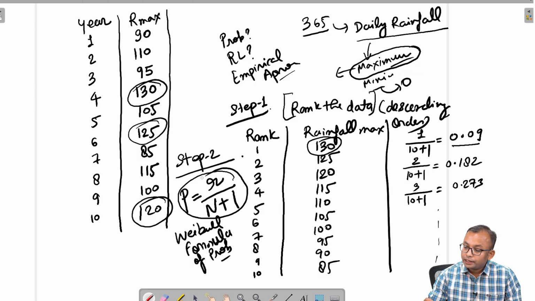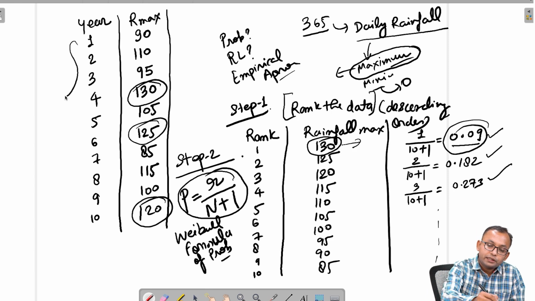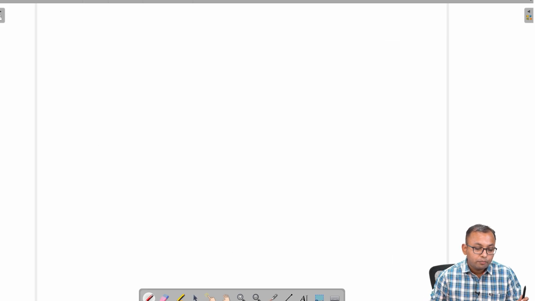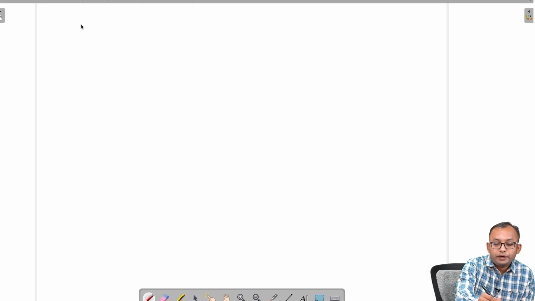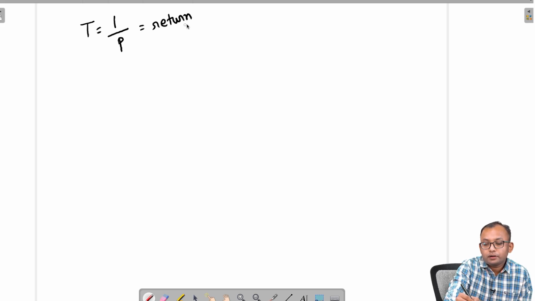Similarly, you can calculate the probability of all these different values based on this formula, and get an idea about the probability of occurrence of each event. Let us say for the R max value of 130, the probability of occurrence for this particular data set is 0.09. Now, you recall we had discussed in the previous lecture that if we invert the probability value, we will get the return years or return periods.